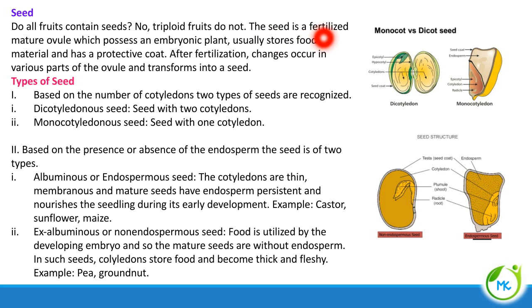So, seed is a fertilized mature ovule. It contains embryonic plant, also food material, and has a protective coat. After the process of fertilization, changes occur in the various parts of the ovule, and thereby the ovule will transform into a seed.